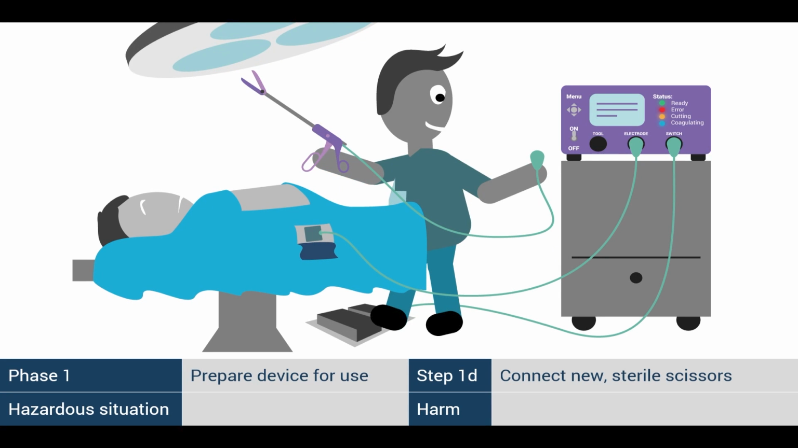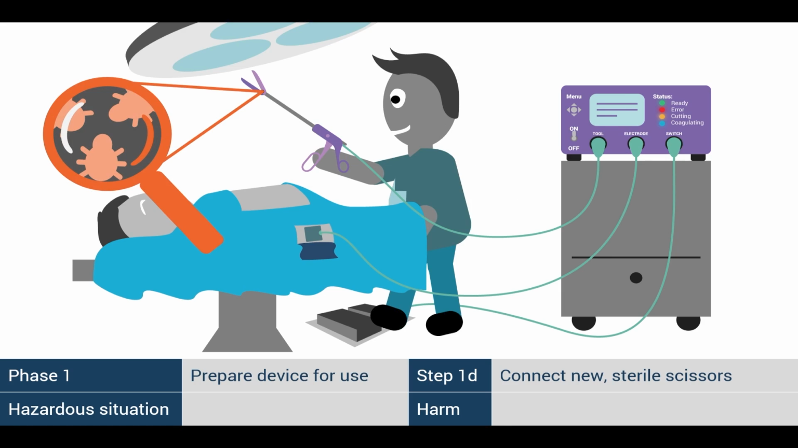In step 1b, the user must connect a new sterile delivered handheld device, the scissors. There is a biohazard that could lead to a random fault when the user accidentally doesn't have clean hands or gloves and touches the shaft or tip of the scissors after opening the package. This may lead to patient infections.